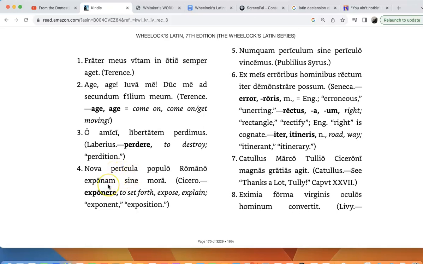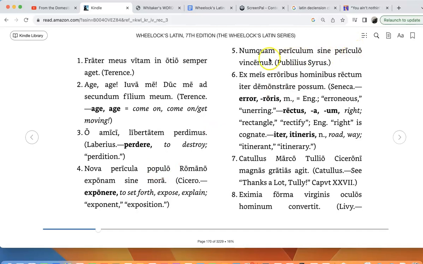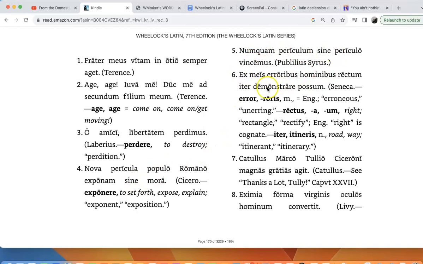And so most verbs do end in -mus, -tis, -nt, but first person singular often ends with M as well. So this one is a little bit trickier, but again, they give us the vocab here, and I think we just explained it. All right, number five: numquam periculum sine periculo vincimus. Again, Wheelock does a really good job. This one is a little bit tricky, but they give us the same vocabulary, or some of it, to kind of reinforce that element.